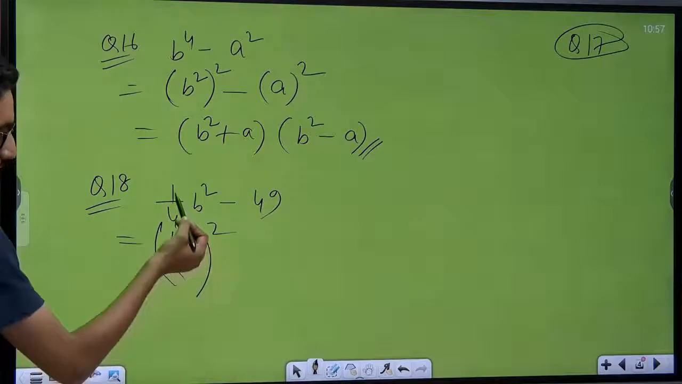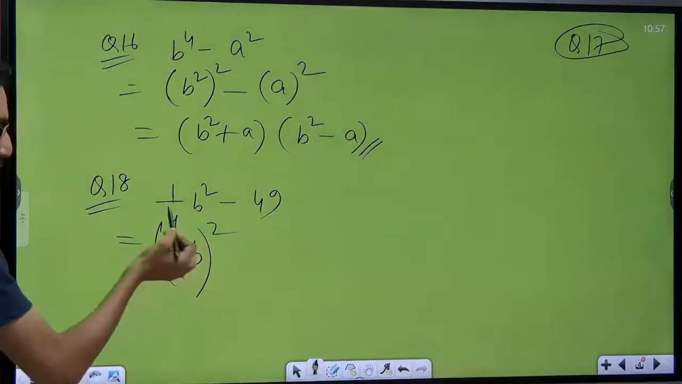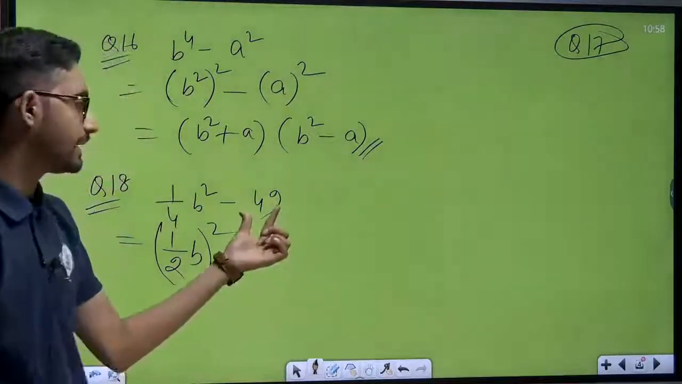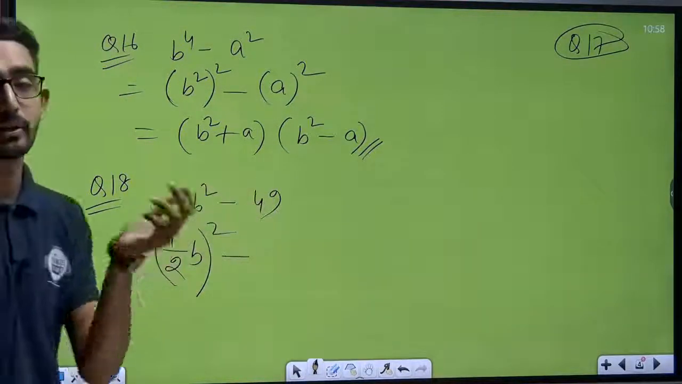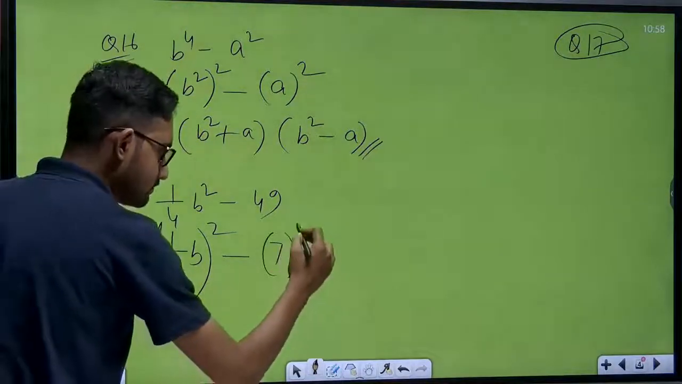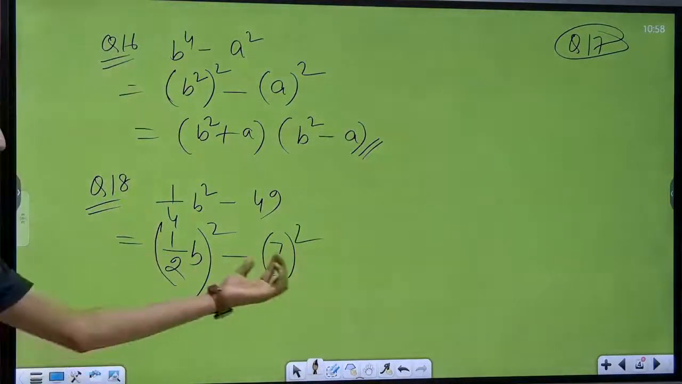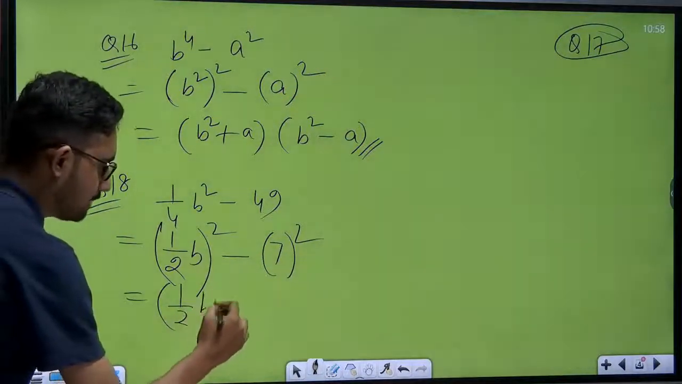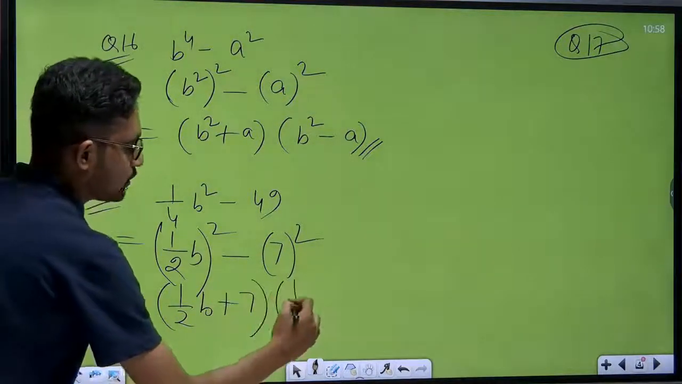1 square is 1, correct. 2 square is 4 and b square is b only. And minus 49 is the number, that is which number's square? 7. So we can write down 7. What do you have to do next? a plus b, a minus b, write down. Same process, 1 upon 2 b plus 7 and 1 upon 2 b minus 7.